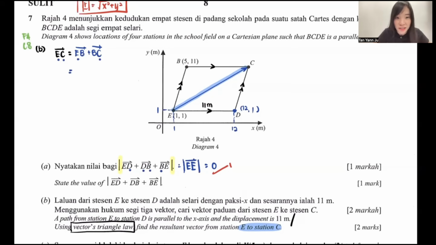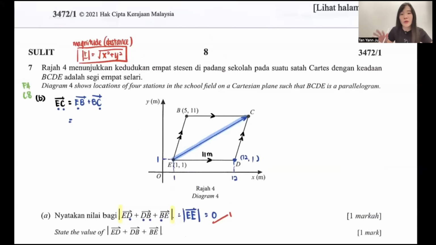They are totally the same thing, correct? So now I want to find EC. So first, I must have vector E to B. For you guys to understand, I hope you have the basics about this.